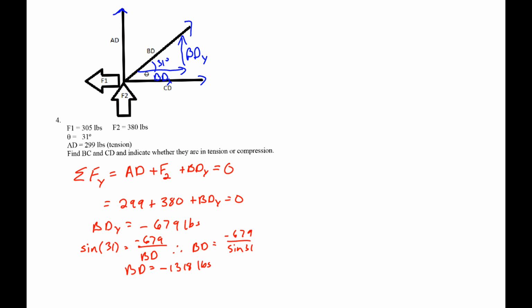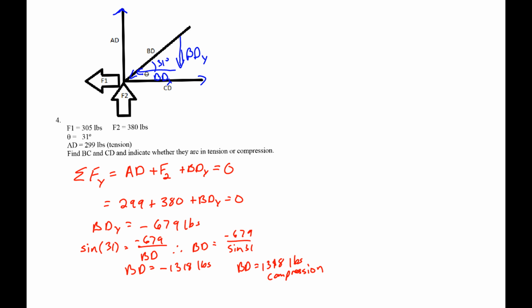Flip the arrows. So we'll erase that one, erase that one, erase that one. So this is now pointing that way. That one's going that way. BDY is going down. And then, is that in tension or compression? That's one of our answers. Now that's the other one we still need to find.